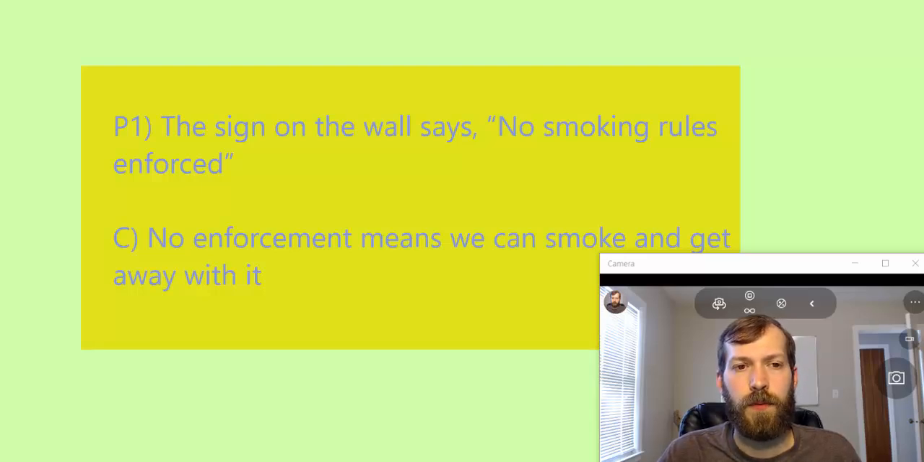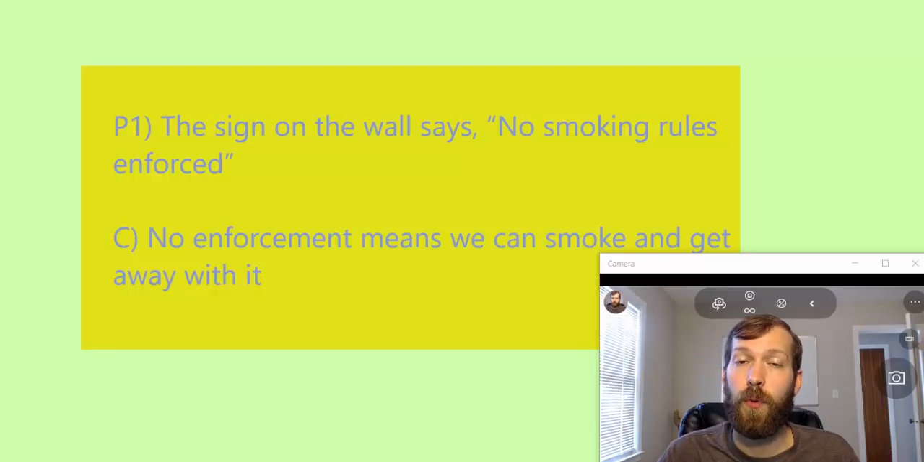Okay. If you said that it's an informal fallacy, correct. The reason why it's an informal fallacy is because it's not the structure of the argument that is making it fallacious. Rather, whoever said or inferred from the premise, no enforcement means we can smoke and get away with it, is misreading what is meant by no smoking rules enforced. So notice there's two ways to read that statement. One way to read it is there's smoking rules and none of them are being enforced.